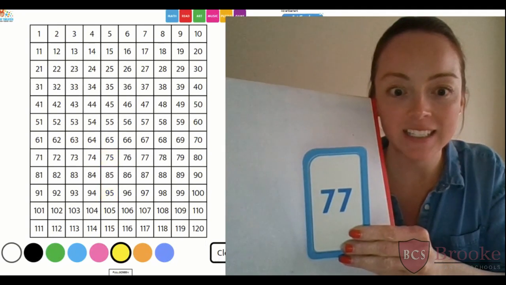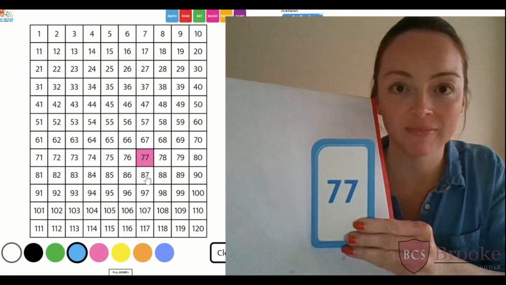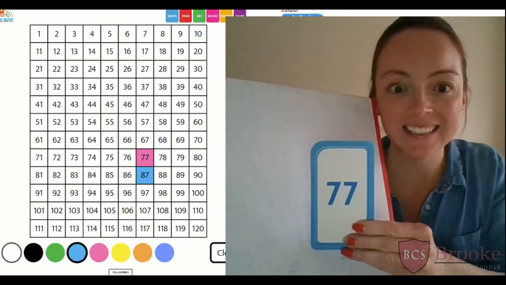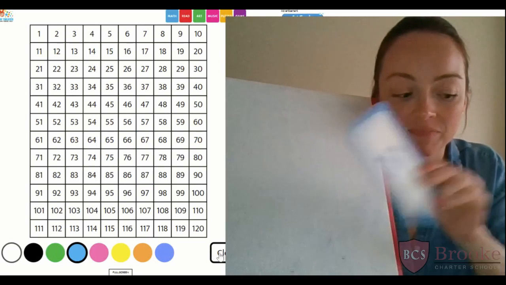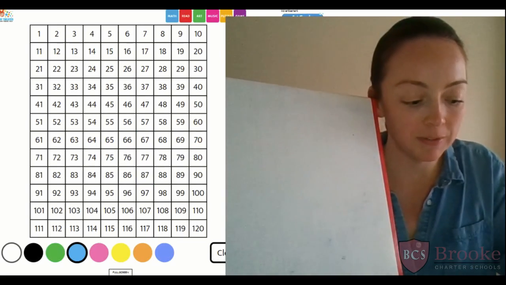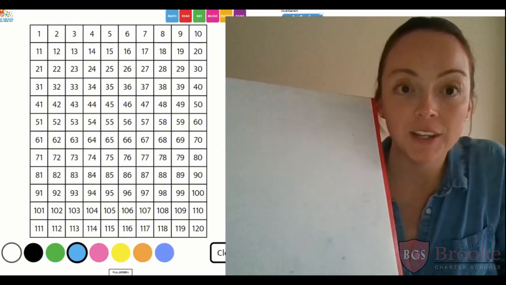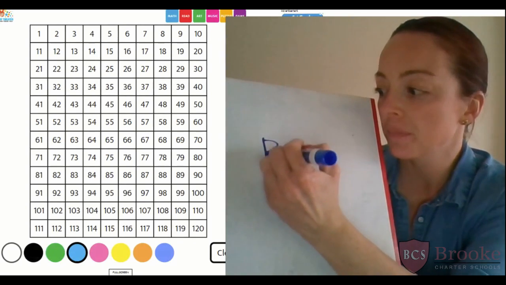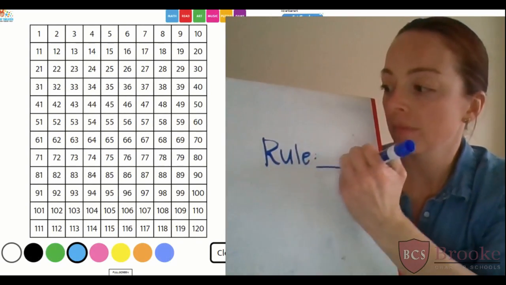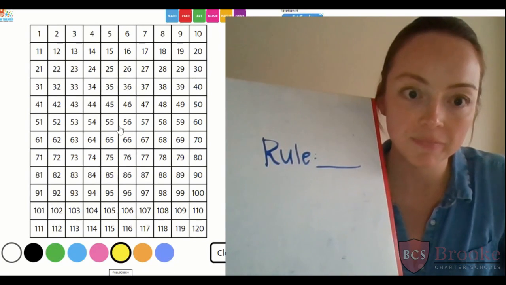It's the number 77. 10 more? 87. 10 less? 67. Nice job. The next thing we're going to do is move into counting a pattern. I want you to figure out, as always, what's the rule of Miss Doherty's counting pattern. Check out my rule. I'm going to start with the number 48.